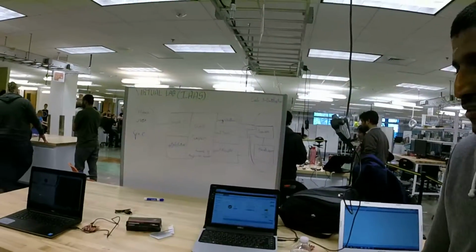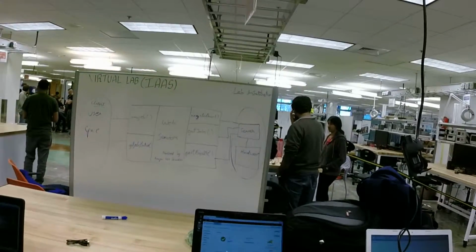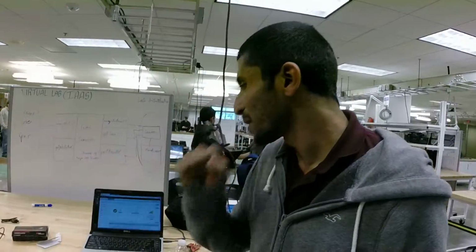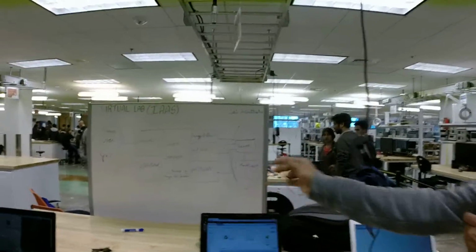We came up with an idea for infrastructure as a service. Based on that model, we implemented a virtual lab. For the hardware, for example, we used the MSP 430 LaunchPad. Basically, our infrastructure looks like that.